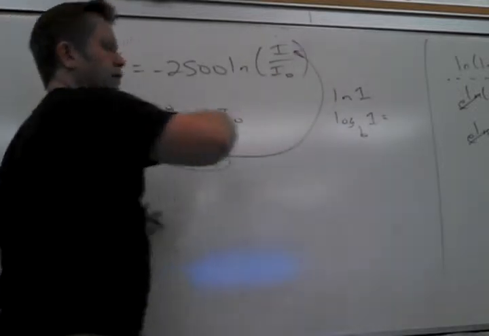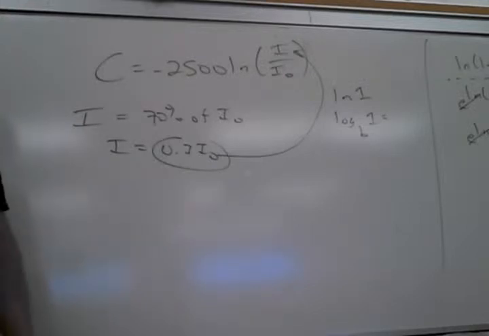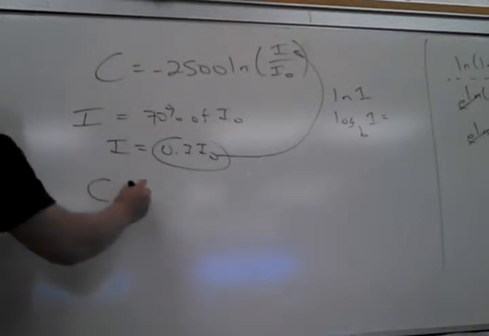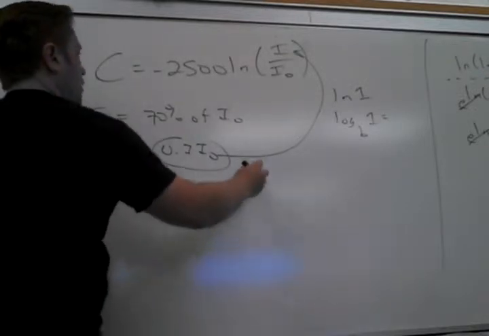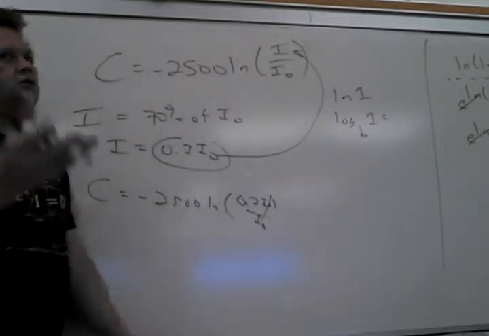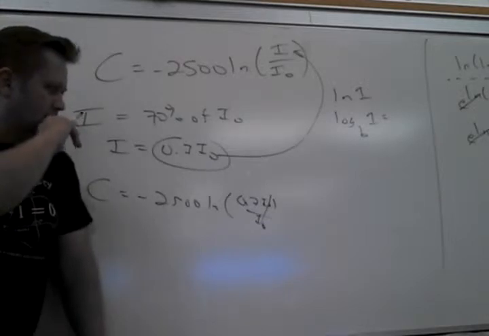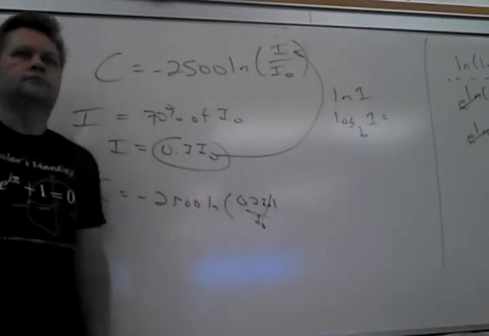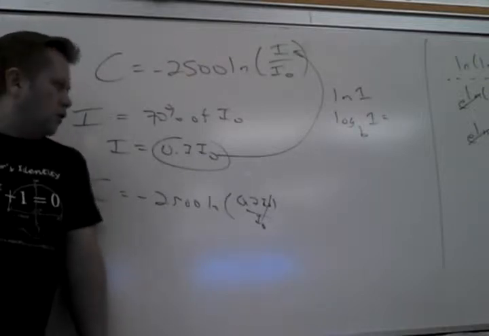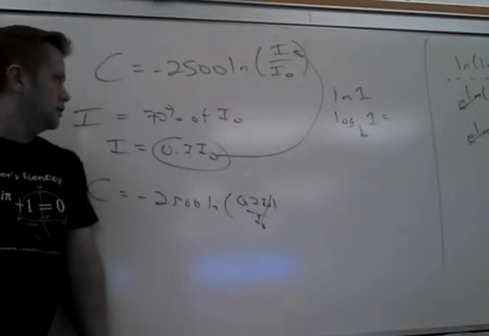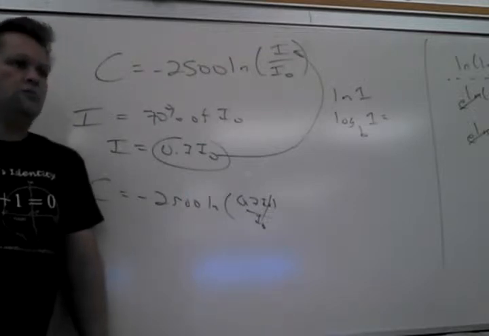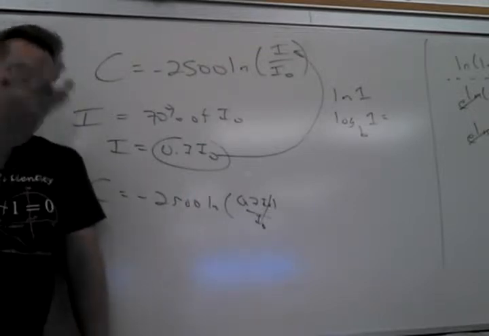What beautiful thing happens if you plug that in there? The I0s cancel. And then you can just plug in your calculator. So you'll get C equals negative 2,500 ln of 0.7 I0 over I0. Bam. There's your I0. And then you just got to put in the natural log of 0.7 times that and see what happens. And there's nothing wrong with putting in 0.70 over 100. I mean, I know it's still the same thing. What do you mean? 70 over 100. 70 over 100, that'd be fine. Well, yeah. But we should have 0.7 over 1, there. 0.7 over 1, sure, man.